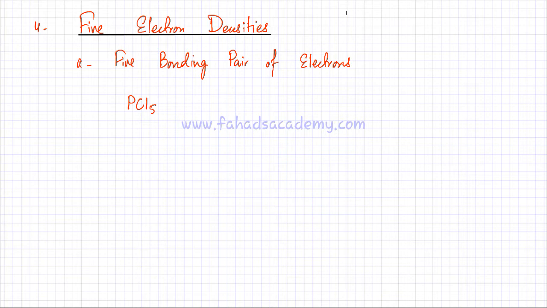There are no other electrons left for phosphorus. There are no lone pairs, only 5 bonding pairs of electrons. So in the three-dimensional geometry, the 5 bonds are going to stay as far away from each other as possible due to repulsion. So I'm going to try and predict the shape of this molecule.